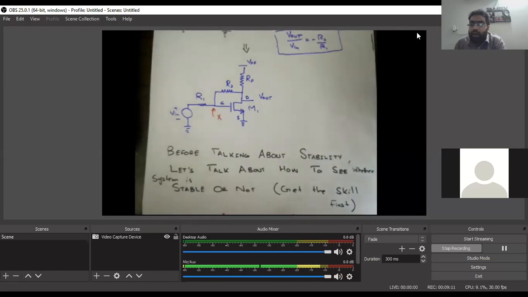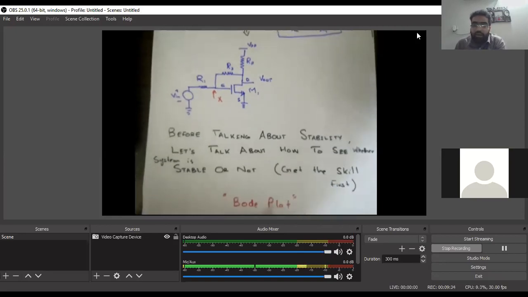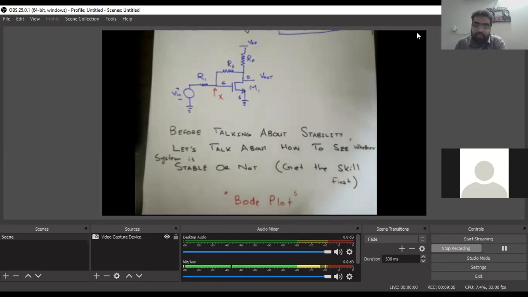But before talking about the stability, what is the most important thing? We need to see how we are going to decide whether the system is stable or not. So that's why we have to revise our scale of the Bode plot. Last time, if you remember, I guess 10 lectures back, we started about the Bode plot and we discussed the magnitude response. Also, we briefly touched the phase response, but we will go again towards the Bode plot and see how we can decide a system is stable or not stable. So we will talk briefly about a Bode plot now.